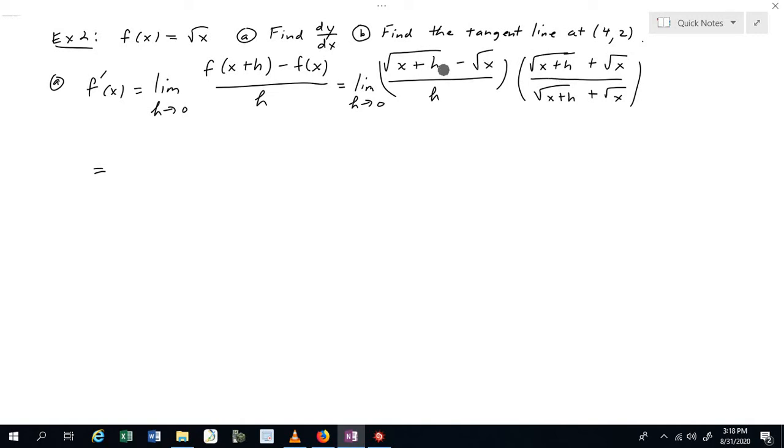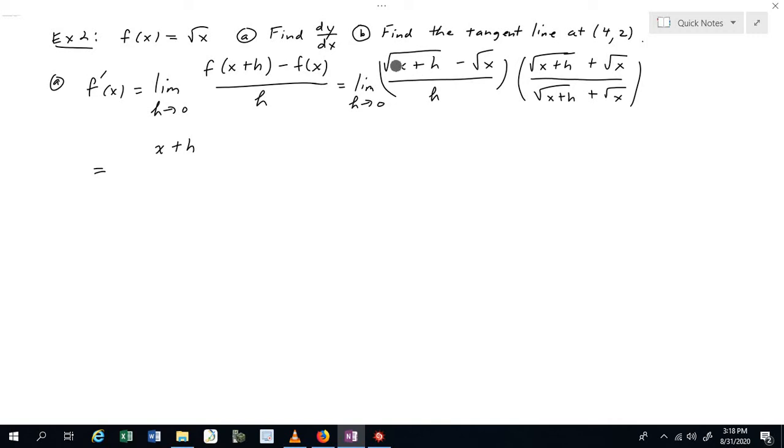And then let's go ahead and FOIL the top out. So the first would be this times this. Now, when you multiply a square root by the same square root, the square roots cancel out, and you're left with what's inside the square root. So in this case, you're left with x plus h.